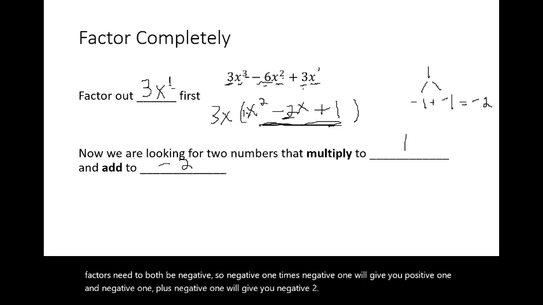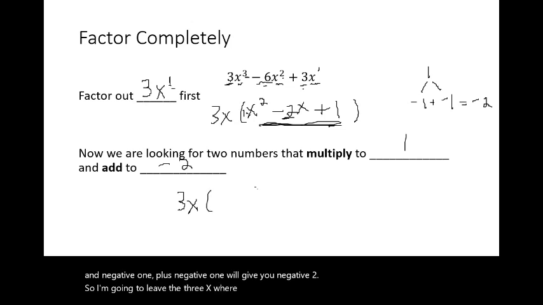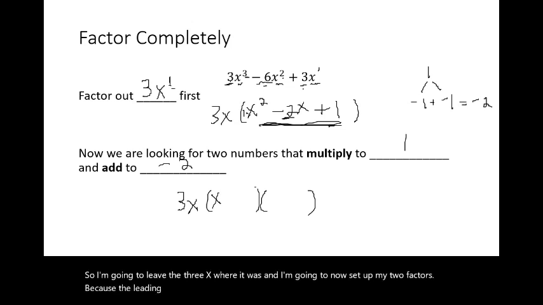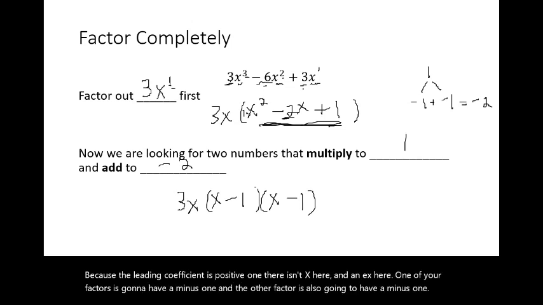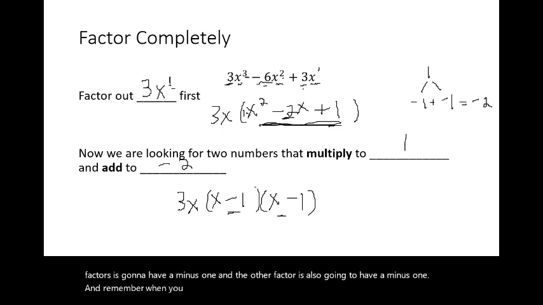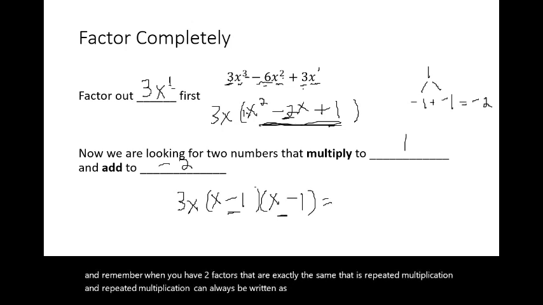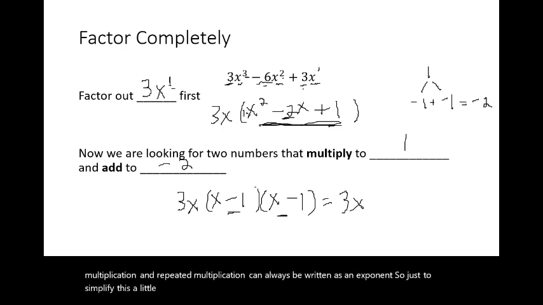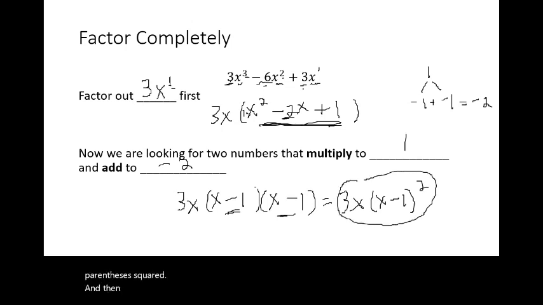So I'm going to leave the 3x where it was, and I'm going to now set up my two factors. Because the leading coefficient is +1, there is an x here and an x here. One of your factors is going to have a -1, and the other factor is also going to have a -1. And remember, when you have two factors that are exactly the same, that is repeated multiplication, and repeated multiplication can always be written as an exponent. So just to simplify this a little bit further, I'm going to write this x minus 1 times itself as x minus 1 in parentheses squared. And then this is going to be your final answer.